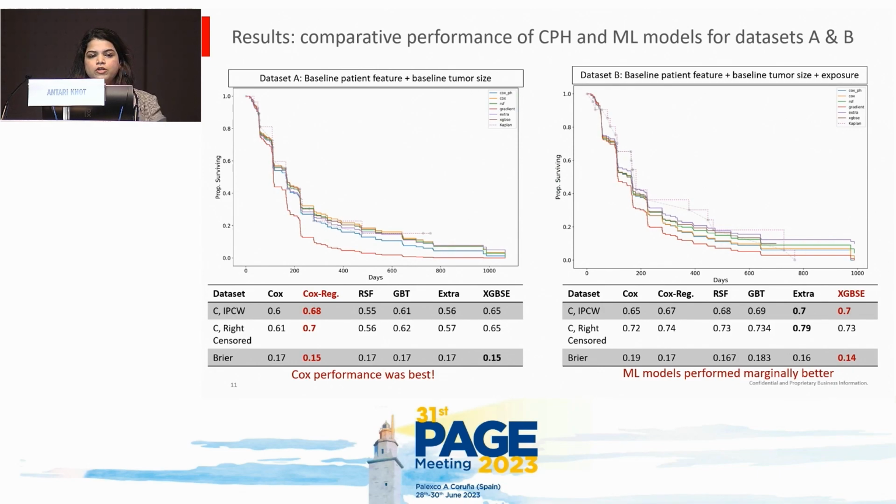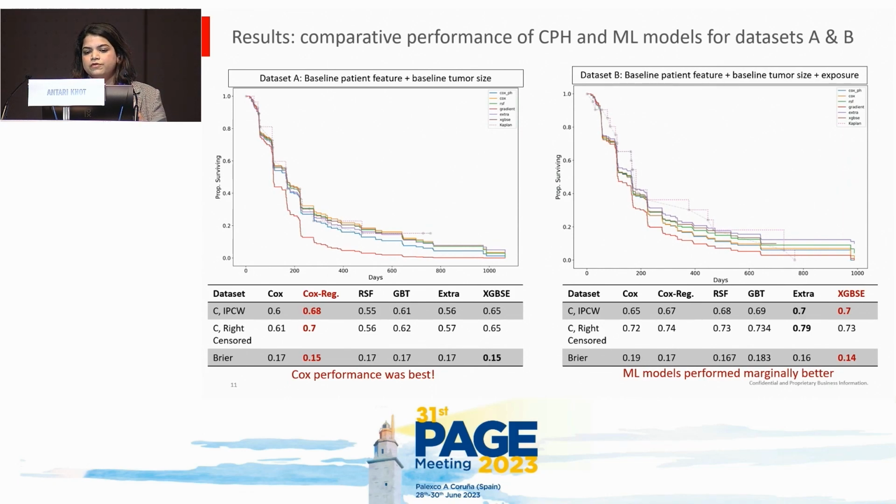But what I want to show you is when we had the least amount of data. That means we just had the baseline patient features and the observed baseline tumor size. The model that did best was actually Cox. So machine learning did not perform really well. I mean, it performed well, it gave us the results, but was it better and was it worth investing the time in? Probably not.